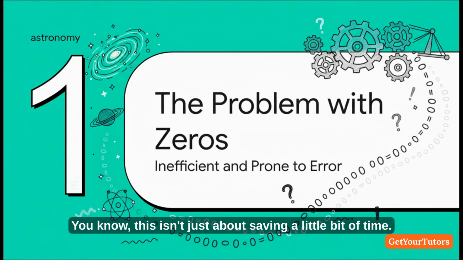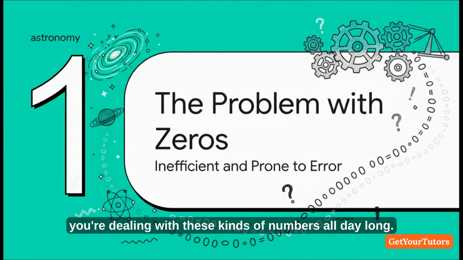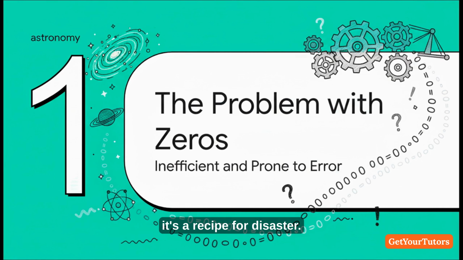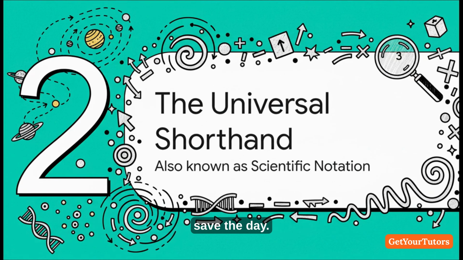You know, this isn't just about saving a little bit of time. If you're working in a field like astronomy or physics, you're dealing with these kinds of numbers all day long. Writing them out the long way isn't just a drag, it's a recipe for disaster. One tiny slip up with a zero and your whole calculation is toast. And this is where standard form swoops in to save the day.